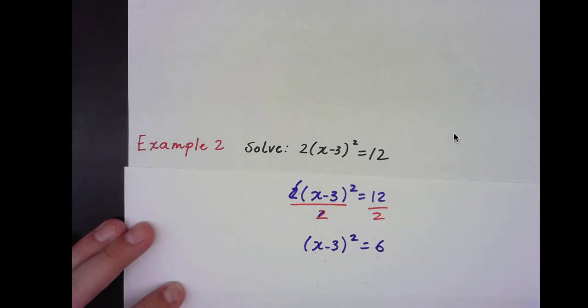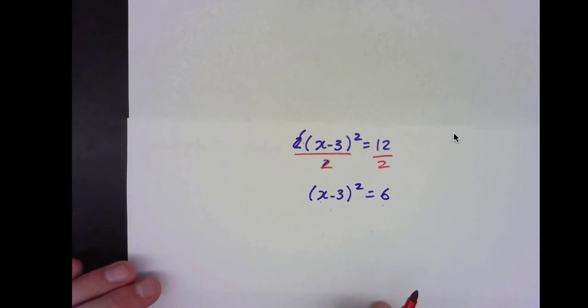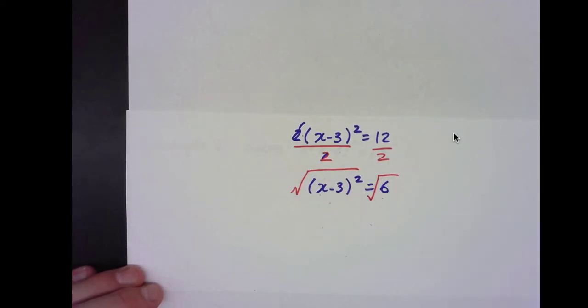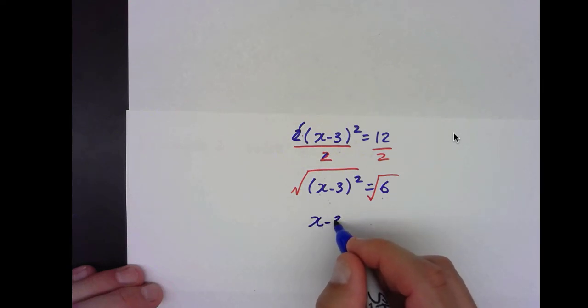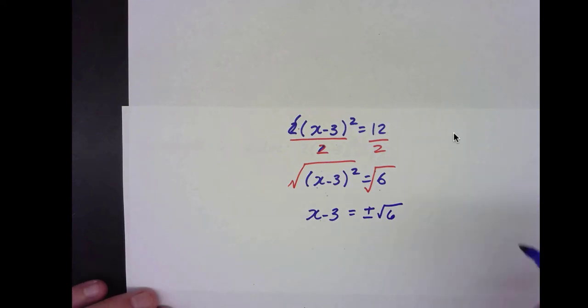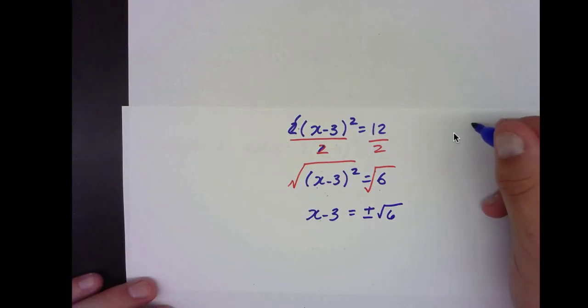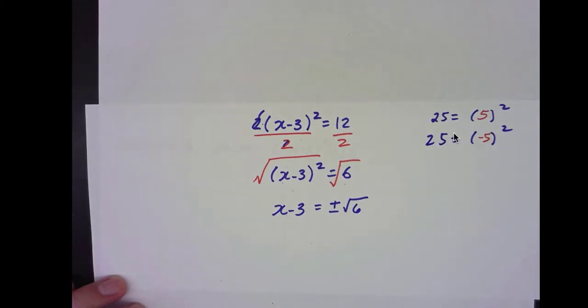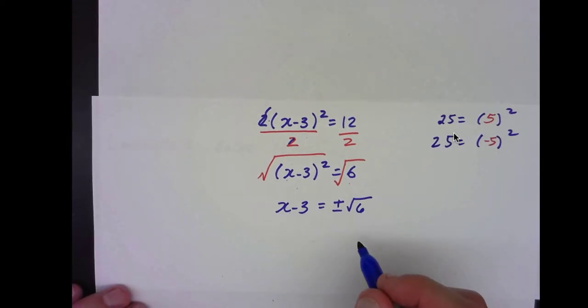And now we come along and say, well, to undo a square, we square root. So square root, and then you're left with x minus 3 equals plus or minus root 6. Why is it plus or minus? Well, think about it this way. If I said 25 equals some number squared, you could put 5 in there. That works, 5 squared. And you could also say negative 5. That's why you get that plus and minus. We'll talk more about that in class.